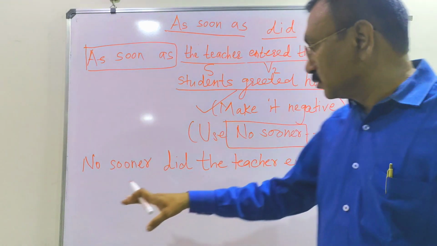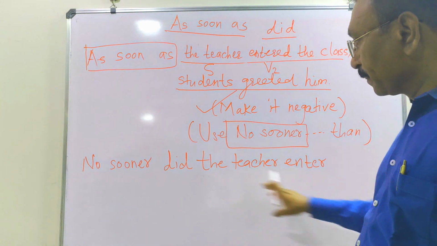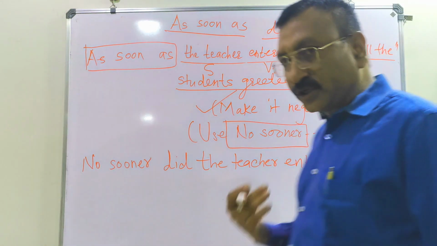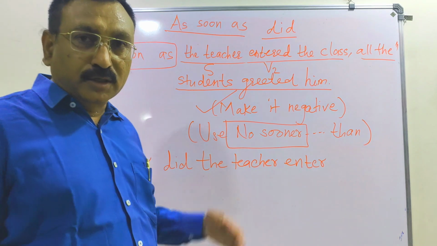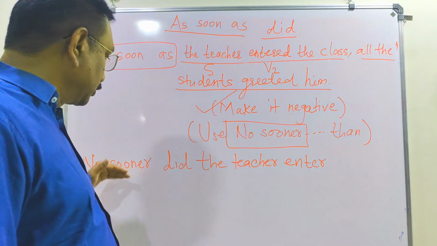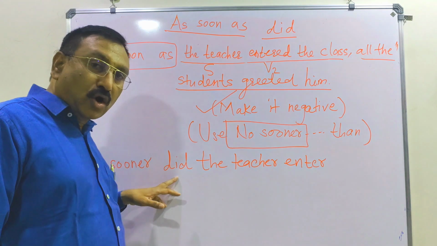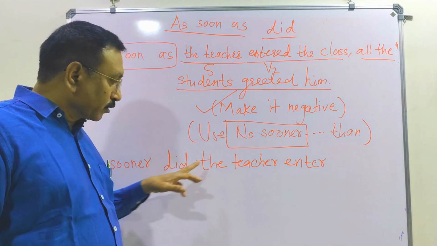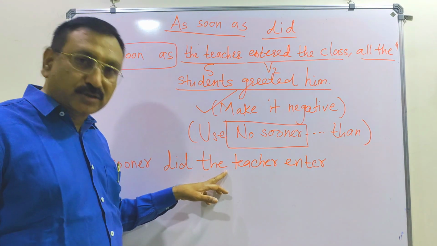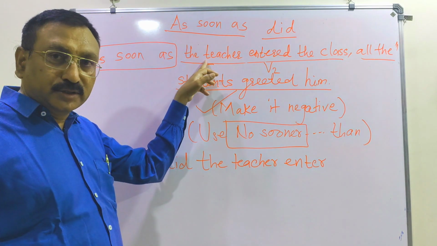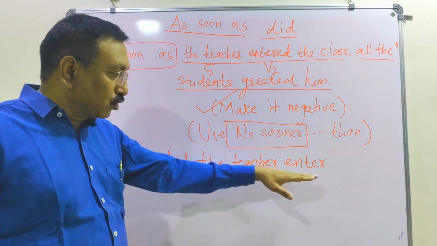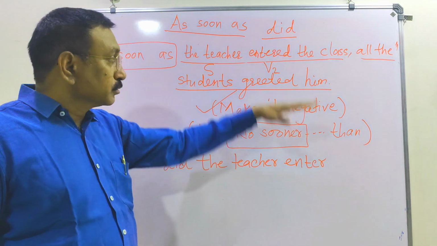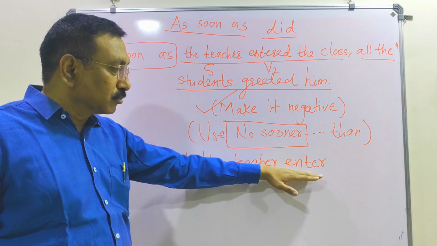See, look at the transformation I have done. No sooner did the teacher enter. So what different changes have I made while replacing the conjunction as soon as with the conjunction no sooner? I have used the auxiliary verb did. This is the first significant step while transforming the sentence. I have written the subject of the first clause, the teacher. Then I have made changes in the second form of the verb into the first form, the base form.